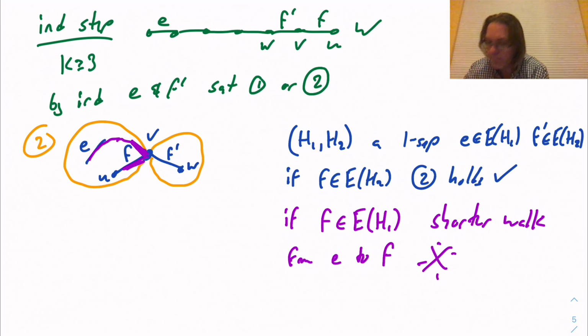And that's a contradiction, right? I mean, K is the length of the shortest walk from E to F. If you are running along your operations and you suddenly find a shorter walk from E to F, well, that's a contradiction. That means this could not possibly happen. So in fact, if you did find a one separation with E on the left and F prime on the right, the only possibility is that F is also on the right, and that means we get the one separation. So that's a win.